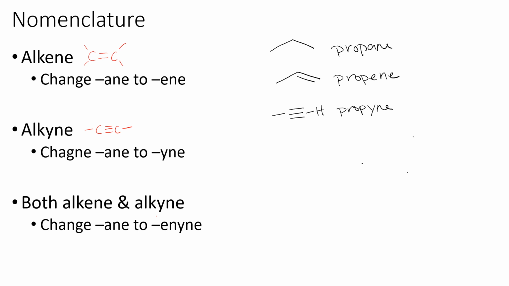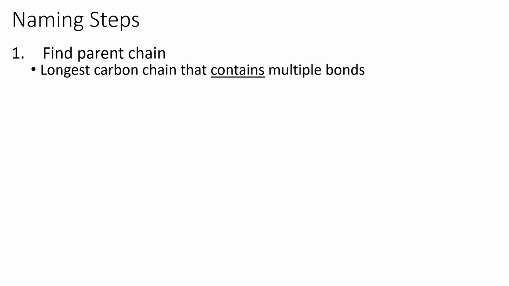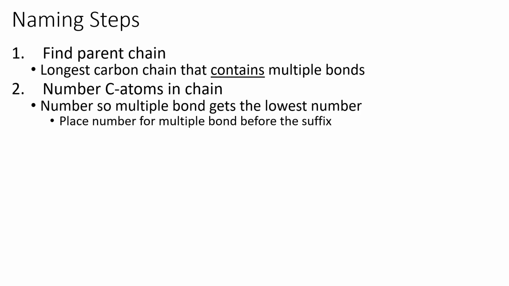So for our nomenclature steps, we still have to find that parent chain. So we still have to find the longest carbon chain. But this time that longest carbon chain has to contain the multiple bonds. So that is one of the new things, is we need to make sure that our longest chain contains whatever multiple bonds are found within the structure. We're still going to number our carbon chain, but we're going to number so the multiple bond gets the lowest number.